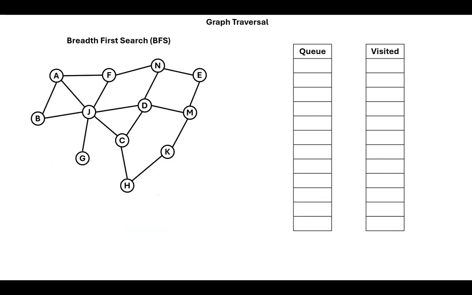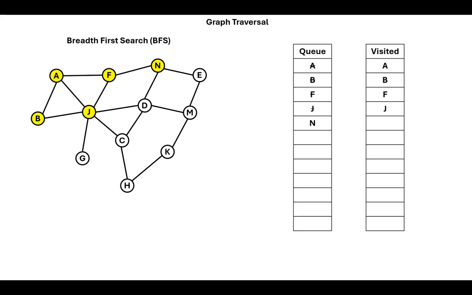We're going to do this again with a graph which contains cycles, which means we need to mark nodes as visited, otherwise we get stuck in an infinite loop. So we start by adding A to the queue. A has been visited, then we add B, F, and J. Now the first one in the queue is B, so we dequeue B. There are no neighbours of B that haven't been visited, so next we look at F. F has unvisited neighbour N.